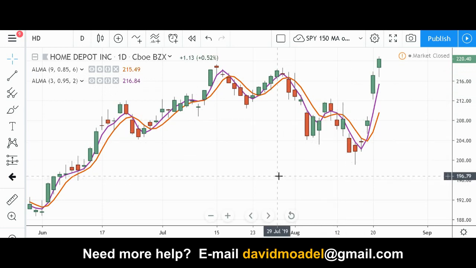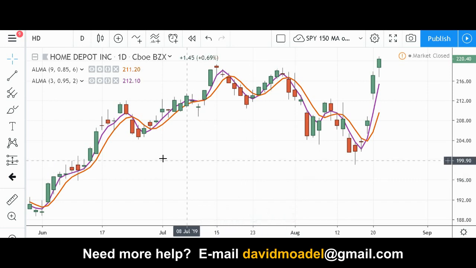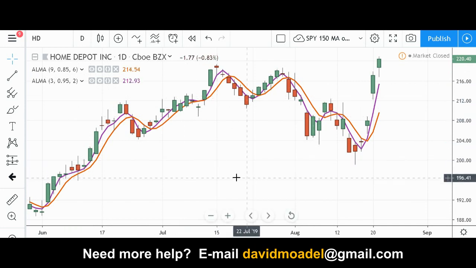Okay, so the strategies are not really that different necessarily from regular moving averages. It's just a different type of moving average. But now you have to deal with 3 parameters, and so you're going to have to get used to that. I recommend, again, playing around with the numbers, seeing what works for you.